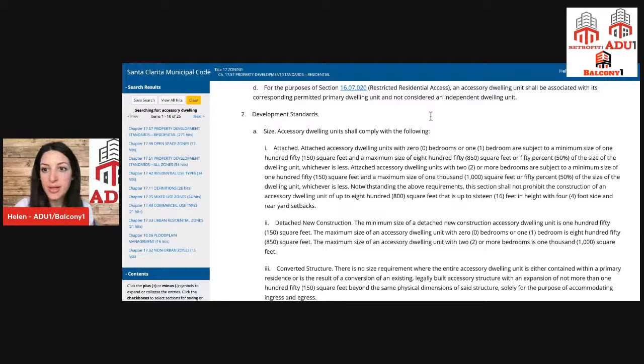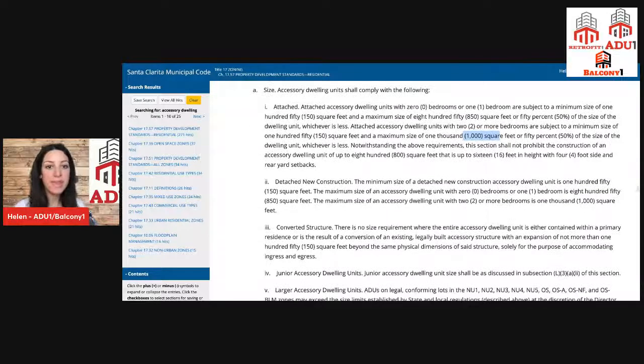So let's see. You can ignore this part because this is just what the 1 bedrooms are capped at. I always go for just what's the maximum, because if you're doing 1,000 square feet, we most likely wouldn't be doing a 1 bedroom. If you wanted to, then you would be capped at 850, but normally the 1,000 is at least 2 bedrooms, if not 3. You do have a height limit of 16 feet with the typical 4-foot side and rear setbacks.